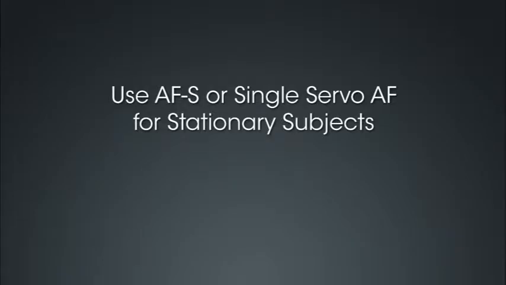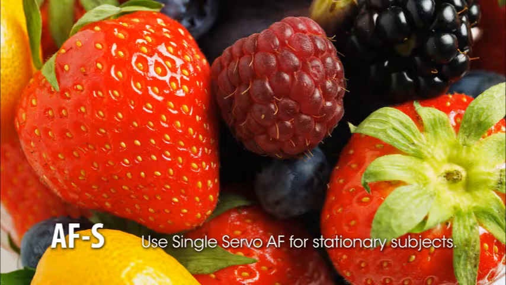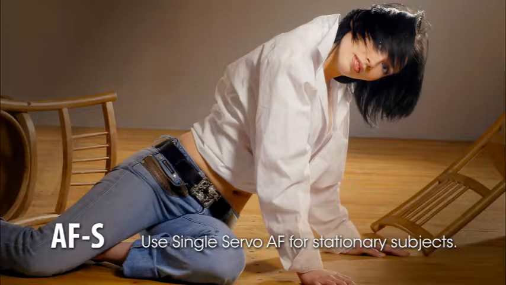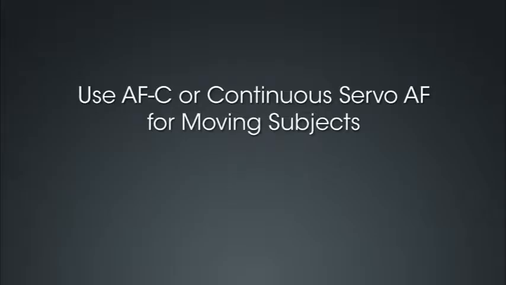AFS, or single servo AF, is intended for use with stationary subjects. In this mode, the focus is locked when the shutter button is pressed halfway. This would be a good mode to choose if you're photographing products or doing portrait work with an older child or adult. AFC, or continuous servo autofocus, is the mode that you'll want to choose for photographing moving subjects.